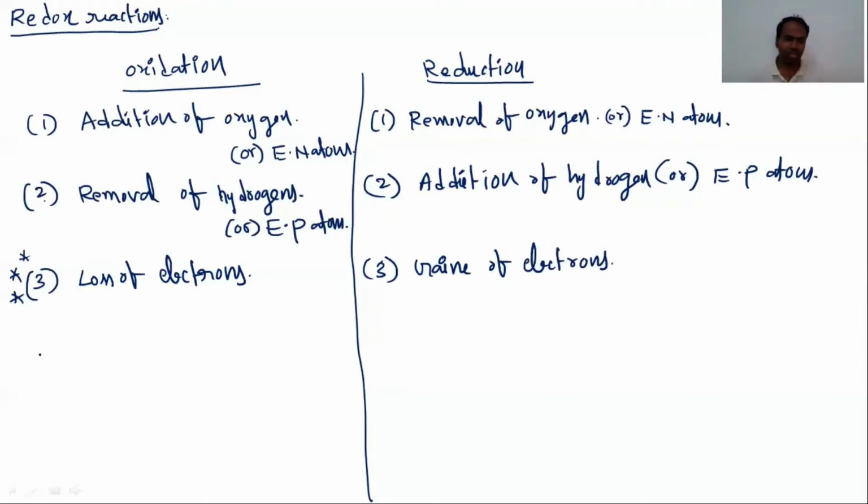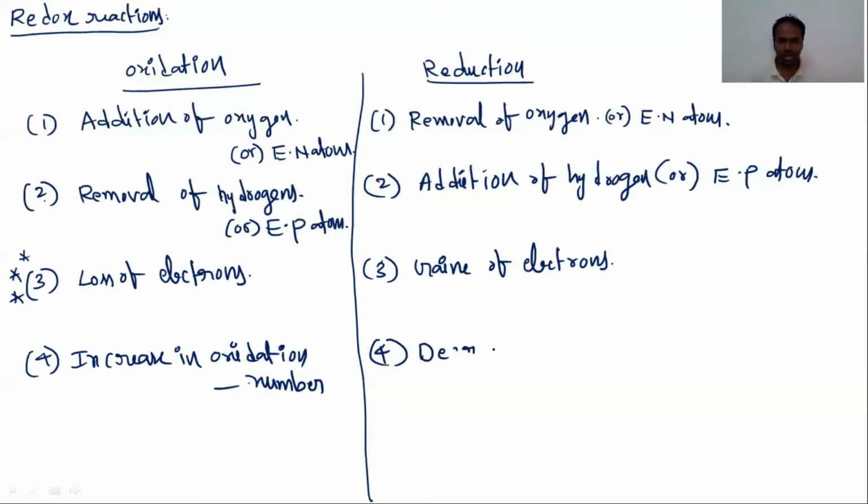Here, gain of electrons is called reduction. The fourth point, you will get more clarity after the discussion of oxidation number. Oxidation is increase in oxidation number, and reduction is decrease in oxidation number. You get more clarity by taking one example.